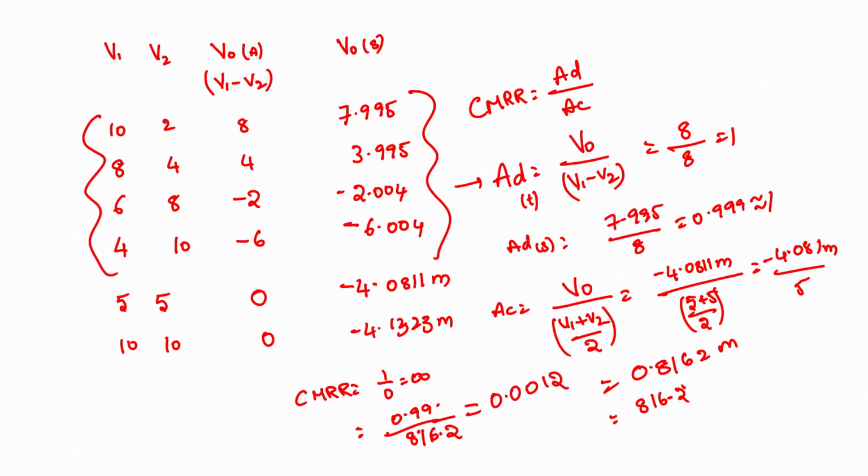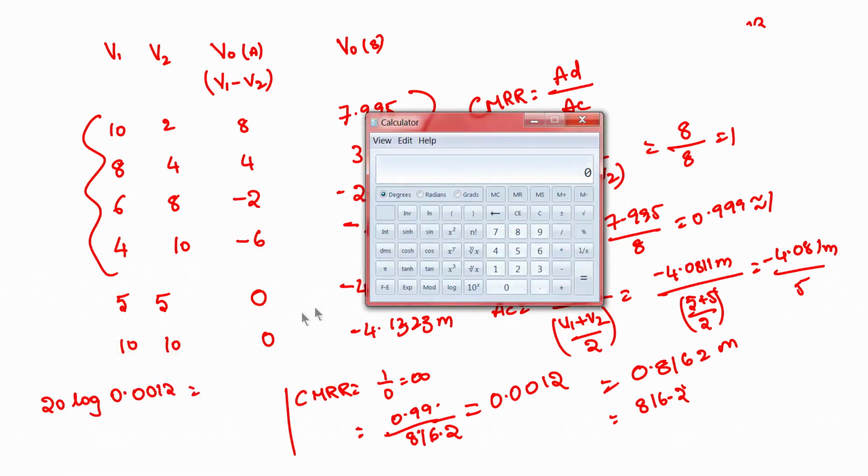Now, if I want to calculate in dB, 20 log 0.0012. So, I will write it down here itself, 20 log 0.0012, which is equal to, so I will take the calci once again, log of 0.0012 into 20.